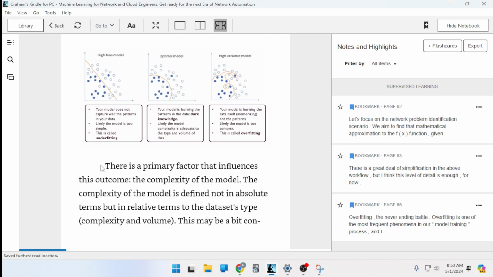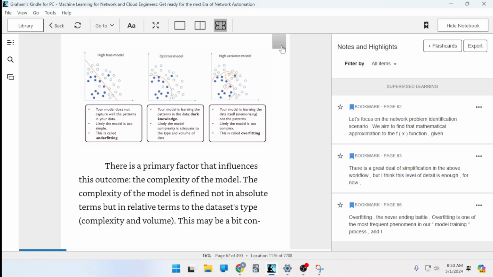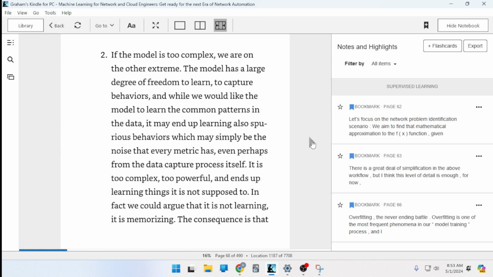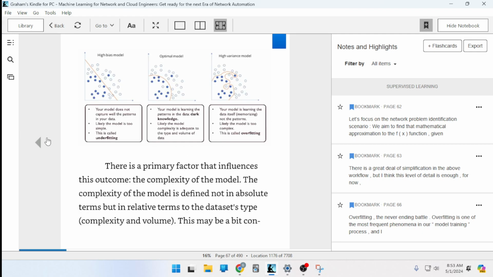Yeah, so there's a primary factor. Oh, so I'll advance the bookmark. Yep, and I can't get any further. I'm out of time. So when I come back, we'll read about the primary factor that influences whether your model is underfitting, overfitting, or whether you've discovered the secret dark knowledge.